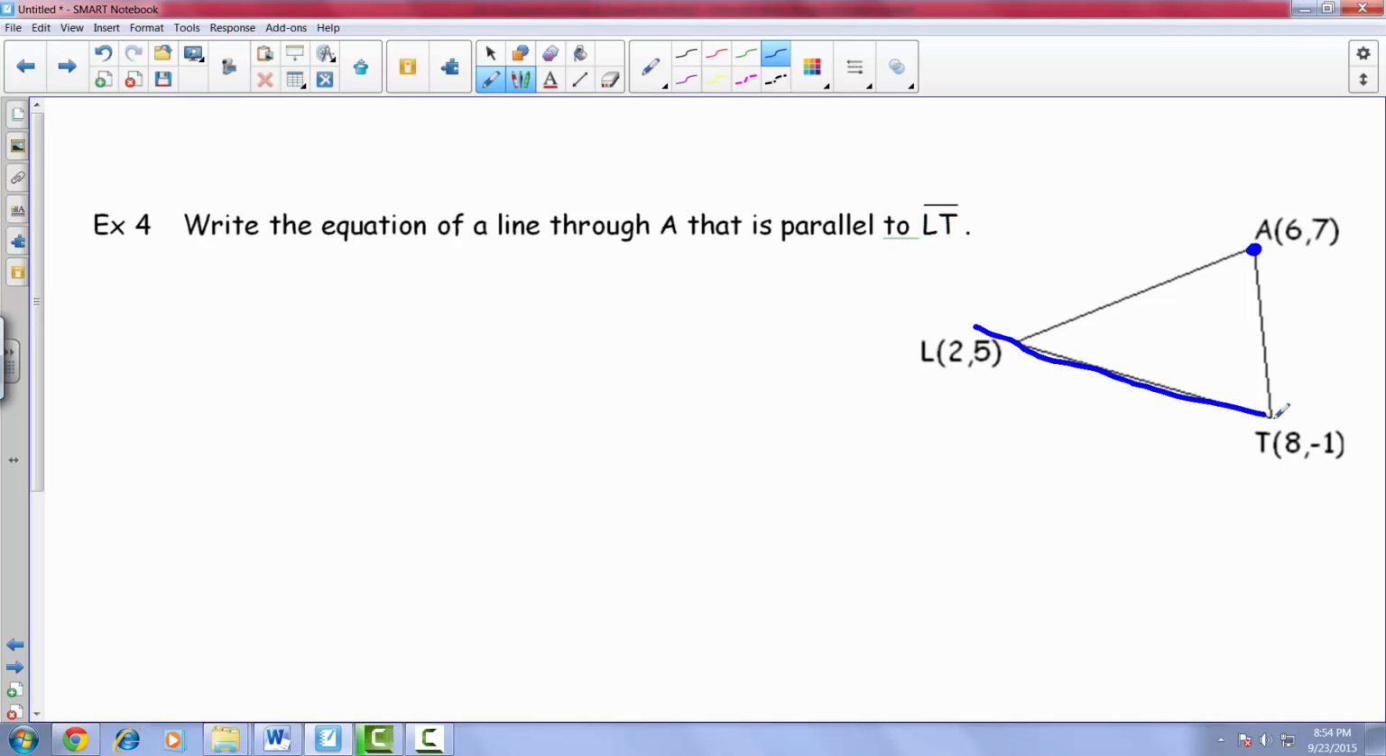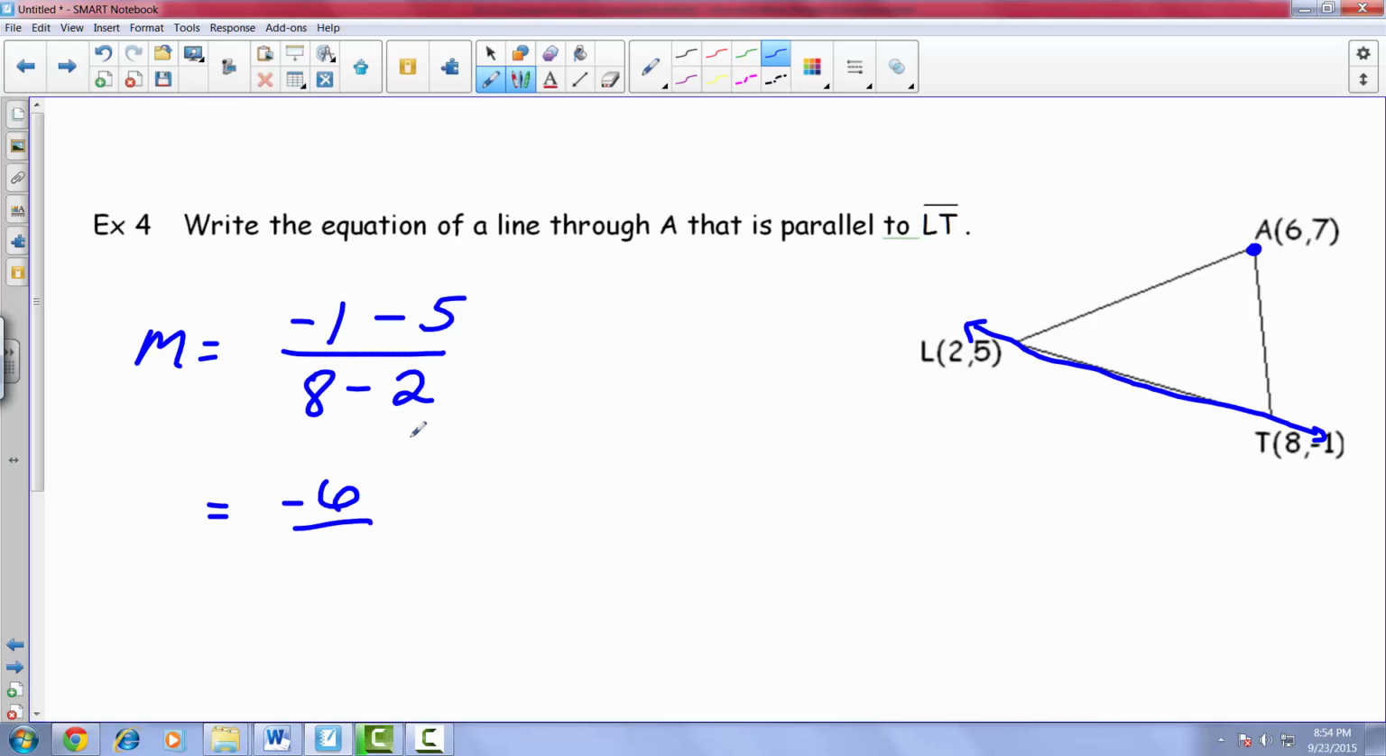Because again, if we just connected these two, we have some segment, which is basically almost some line. And we can go ahead and construct the equation of that line. So we're going to go ahead and find the slope first of this. So we end up then with -1 minus 5, so subtracting the y's, over 8 minus 2. So it looks like we end up with -6 on top over 6. So then it looks like our slope comes out to be -1.